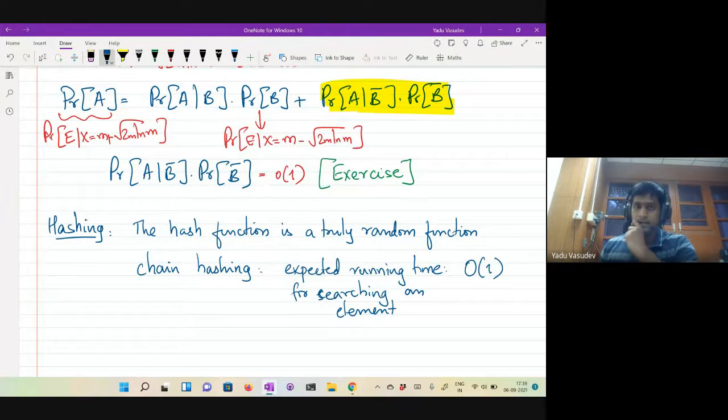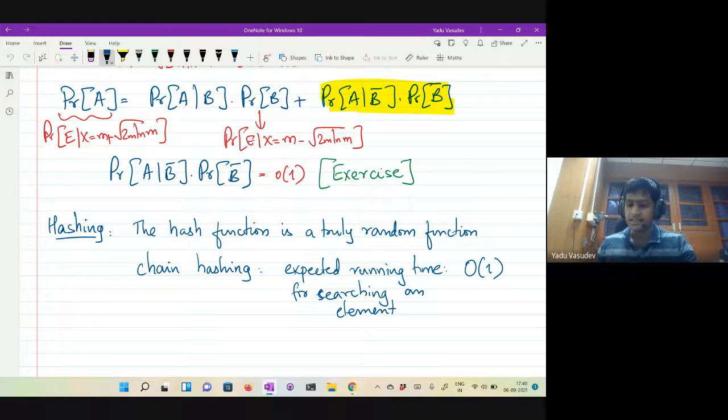Because the expected load in any position, if you take any position, the number of elements that get mapped to that position is just order 1, right? For every element, the probability that that element gets mapped to that location in the hash table is 1 over n. There are n elements, so the expected number of elements mapped into that particular location is order 1. So if you take a truly random hash function and use chain hashing, then the expected running time is order 1.